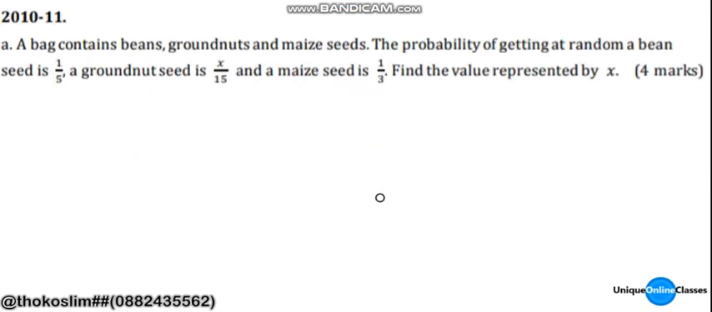And then the other question: a bag contains beans, groundnuts, and maize seeds. The probability of getting at random a bean seed is 1 over 5. And for groundnut seed, that's x over 15. Whereas for maize seed, that's 1 over 3. And you should find the value of x. So our solution.